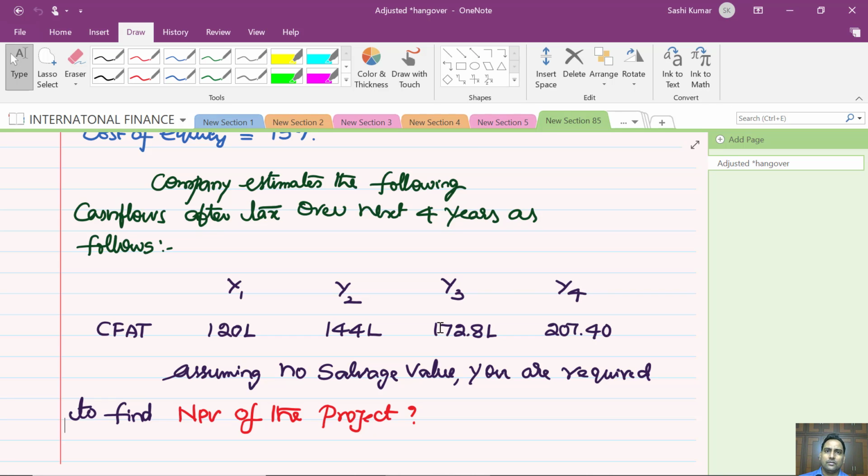Assuming no salvage value, after 4 years I won't get any value by disposing these assets which are taken for this project. So we have 400 lakhs worth of project that may consist of plant and machinery, factory buildings, etc. If I dispose these assets at the end of 4th year, I would get zero value. That's why they are saying that assuming salvage value is zero. You are required to compute NPV of the project.